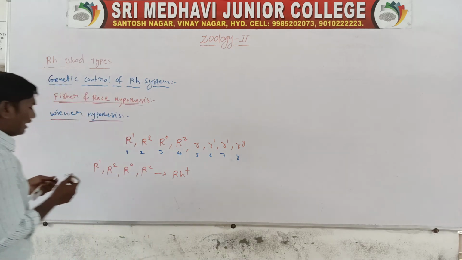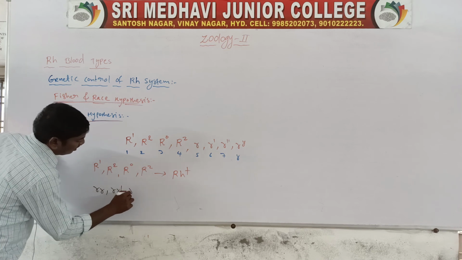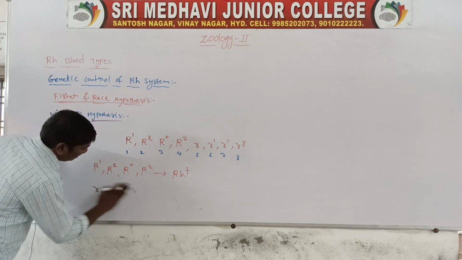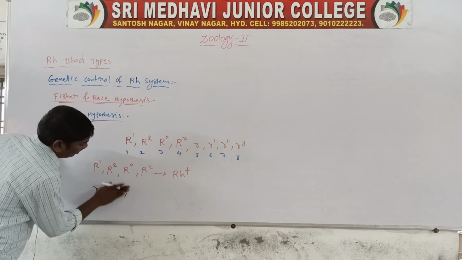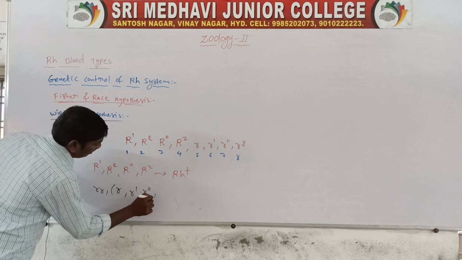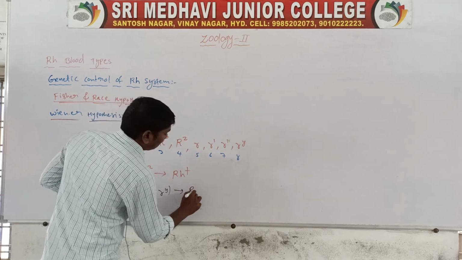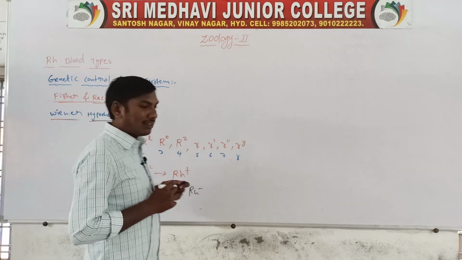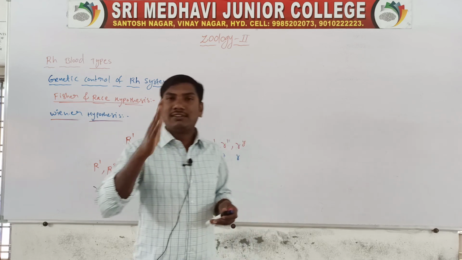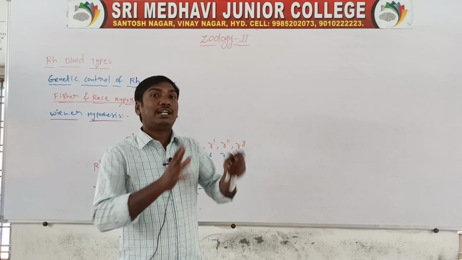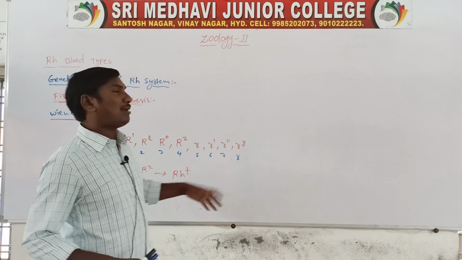Next one, the recessive r's: r1, r2 and rY. This type of blood group is called Rh negative. When recessive r is present, that blood group is called Rh negative. When dominant R is present, that blood group is called positive. So that is the Wiener hypothesis.